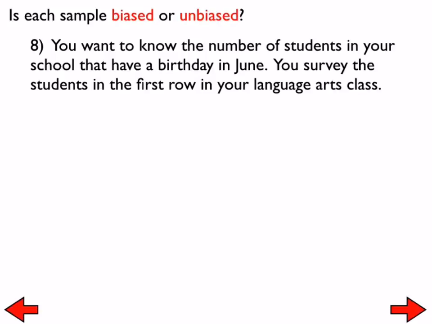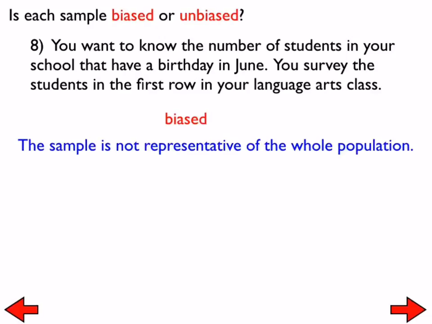And number 8, you want to know the number of students in your school that have a birthday in June. You survey the students in the first row of your language arts class. That is obviously biased for the same reason that the others are biased.